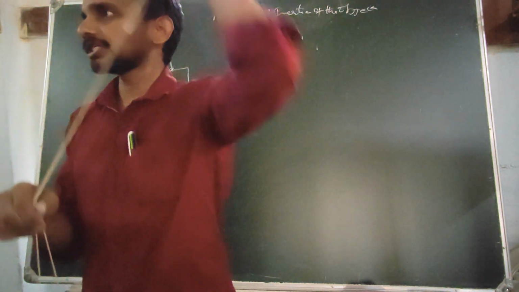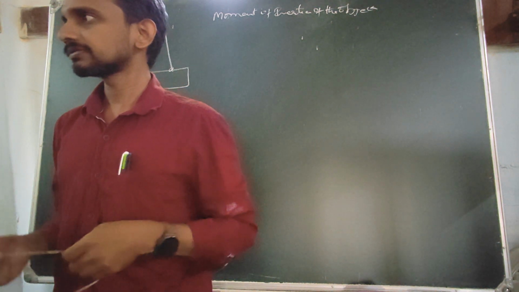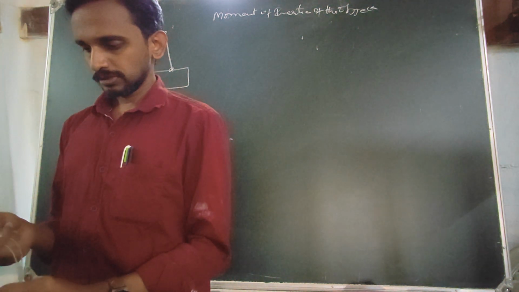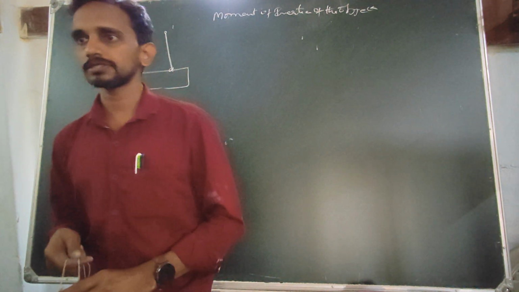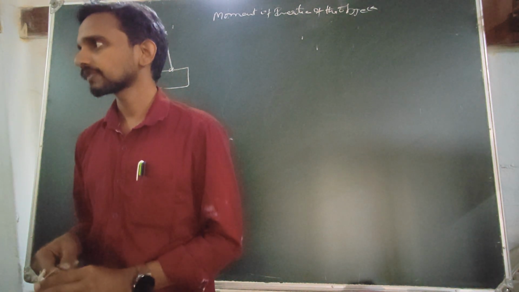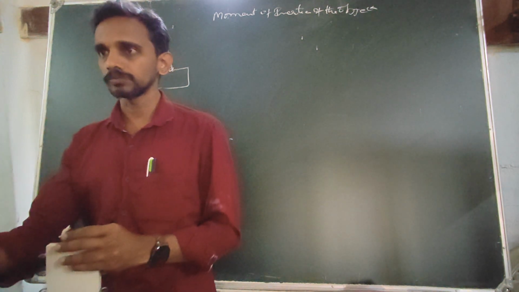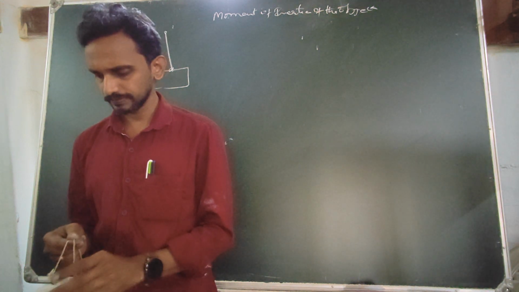Okay, what is inertia? It comes from Newton's first law: when there is no force, the object continues to be in its state of rest or uniform motion. That means an object at rest stays at rest, and an object in motion stays in motion. So that property is called inertia.